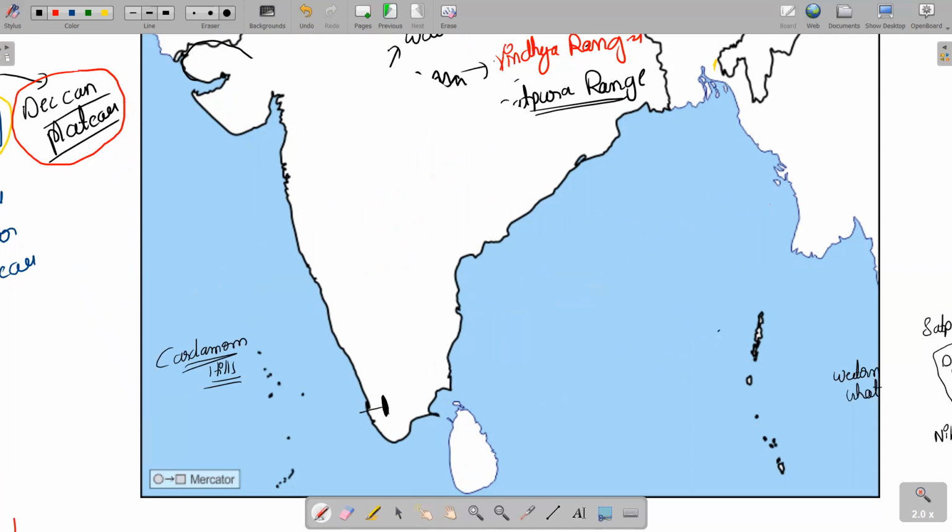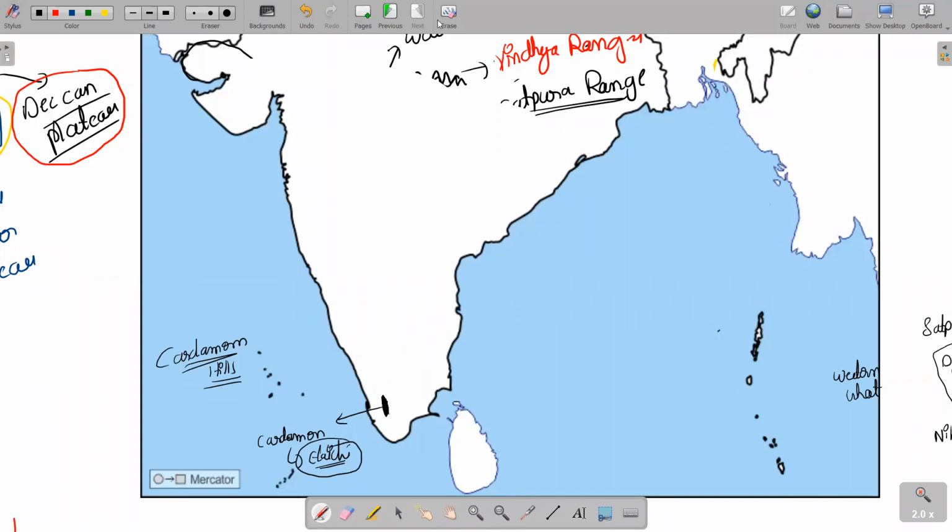This is the Cardamom Hills, in Kerala, God's own country. You have to draw the Cardamom Hills like this. I hope you know what is meant by cardamom. Cardamom is called ilachi in Telugu. In these hills you will find a large production of cardamom. So in Kerala, just as I have pointed out here, you have to write down Cardamom Hills.